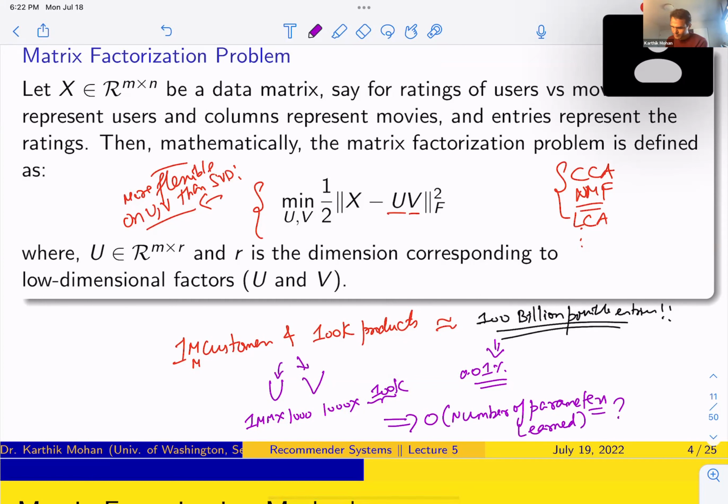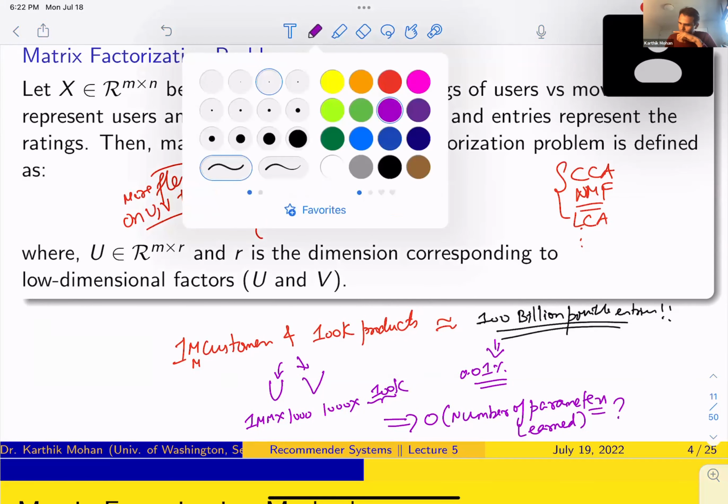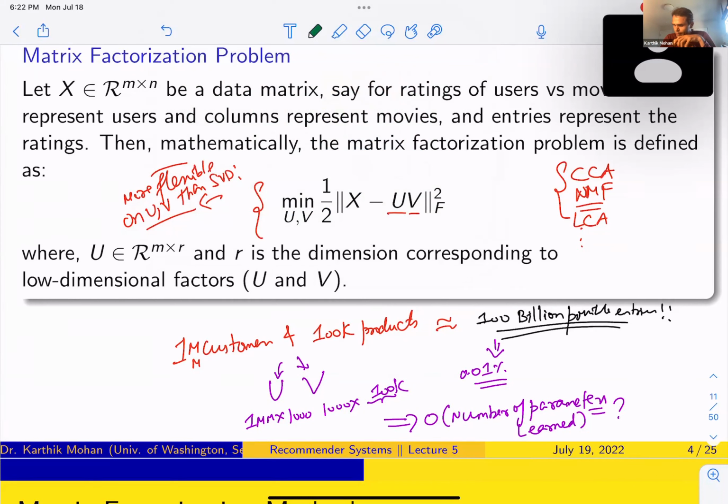Just look at this and this. What's the order? So clearly U has more parameters than V, right? So the total number of parameters is how many you have in U plus how many you have in V. But since U has more parameters than V, the order is the order of U. And its order, this times this, right? Which is 1 billion.